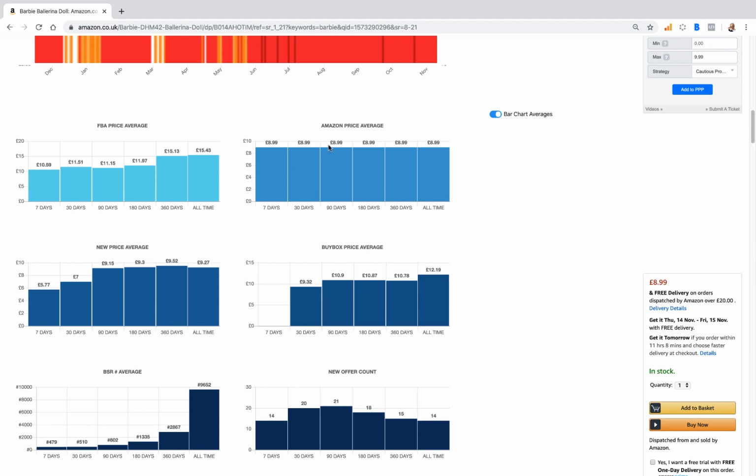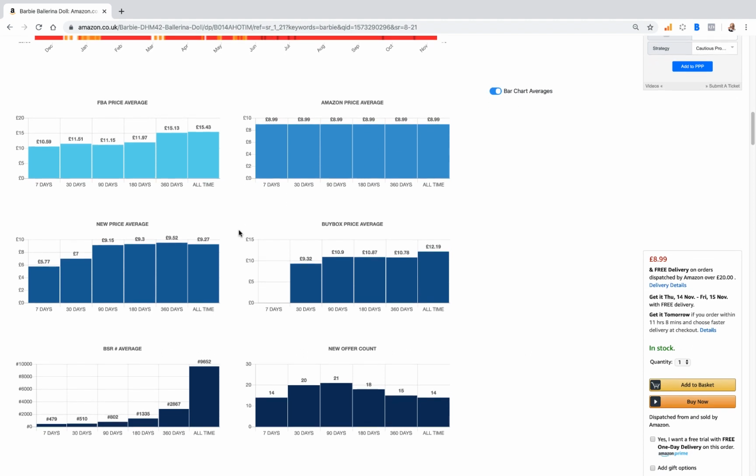And if we come over here and look at the Amazon price, you can see that Amazon has kept their price consistent over all the time they've been selling this product. So for over a year, this product has had a consistent price from Amazon. And you can do the same with the new price. You can look at it. You can see now the new price is lower. So the price is lower at the moment than it has been in the past.